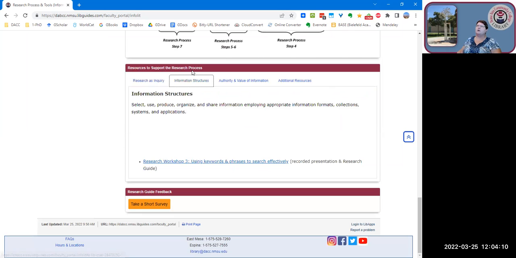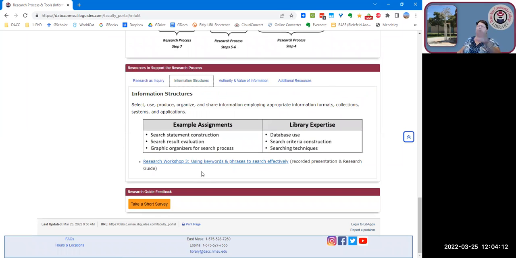The information structures is the same. Again, example assignments, the definition, and what we can use to support that.